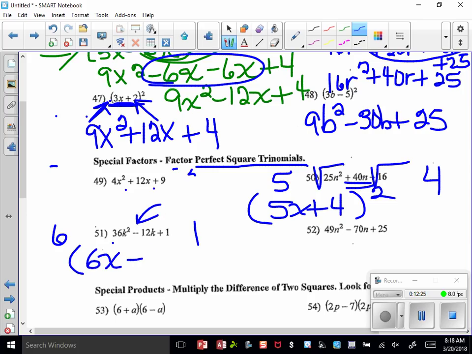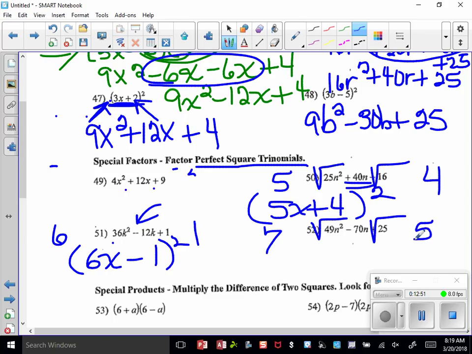6x minus 1 squared. Because the middle number is negative. Okay? If the middle number is negative, then that means your binomials will have a minus sign in it. What's the square root of 49? 7. Square root of 25.